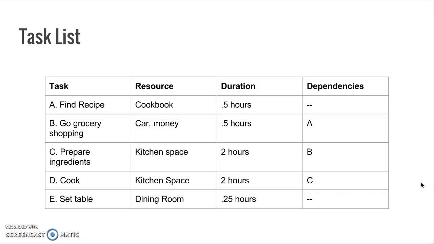This is a pretty simple project, making dinner. We've created a task list to understand what we need to accomplish, what resources we'll be using, how long each step will take, and what the dependencies are. In this list, two tasks do not have dependencies. So let's take a look at the Gantt chart that we've created for this.